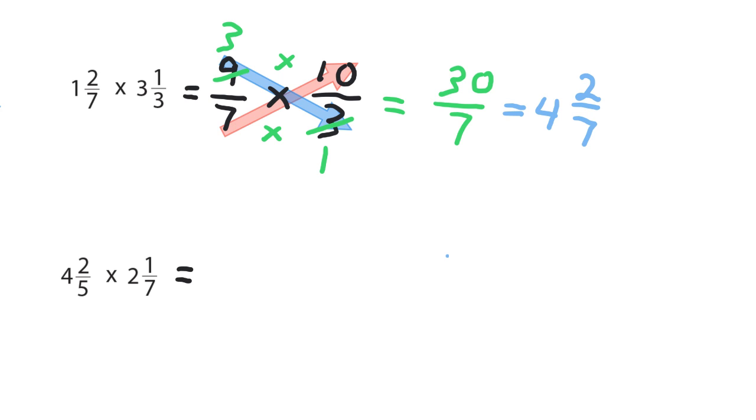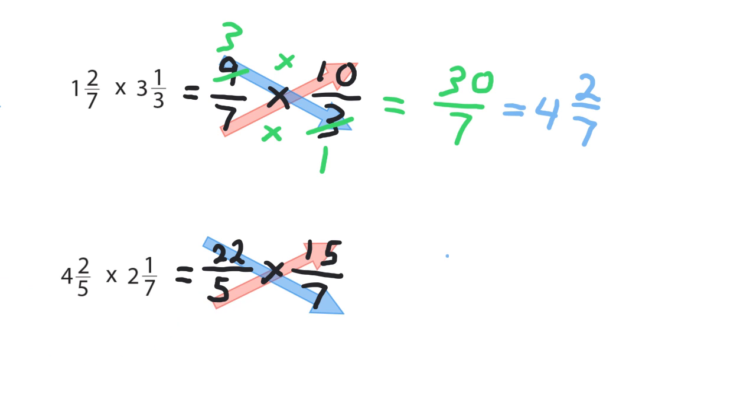Here, we start by converting these mixed numbers into improper fractions. 5 times 4 is 20, plus 2 is 22, and the denominator remains the same. And then 7 times 2 is 14, plus 1 is 15. Denominator remains the same. So again, we're going to see if we can reduce diagonally. So we're going to try the 22 and 7. And again, the greatest common factor for 22 and 7 is 1. So we can't simplify there.